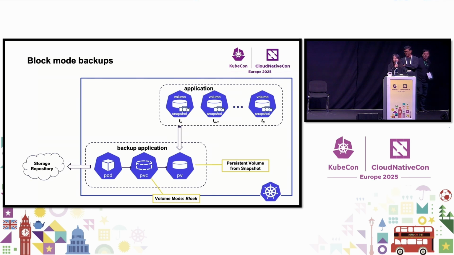A persistent volume can have a volume mode that is either block or file system, which specifies how this volume will be consumed by the container. It's either a formatted file system or a block device. Usually, it is more efficient to consume the volume through the raw block mode compared to through the file system. In this talk, we're going to be focusing on the block mode use case.